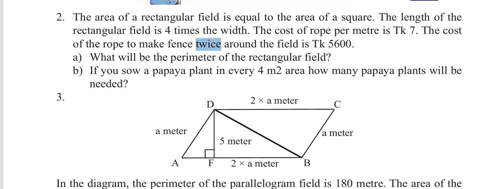I repeat it, if the sentence in the stem were like that, the cost to fence once around the field, then it will be the cost to fence the land equal to the perimeter, because the perimeter is the total outer length of the field. So we can start like that.